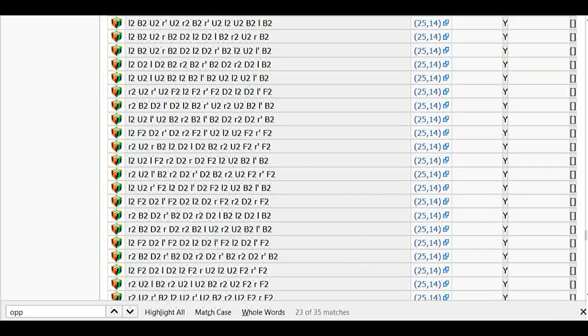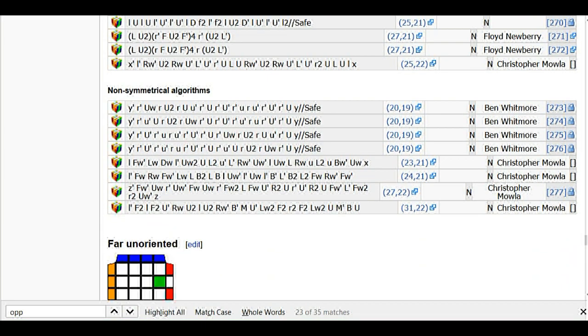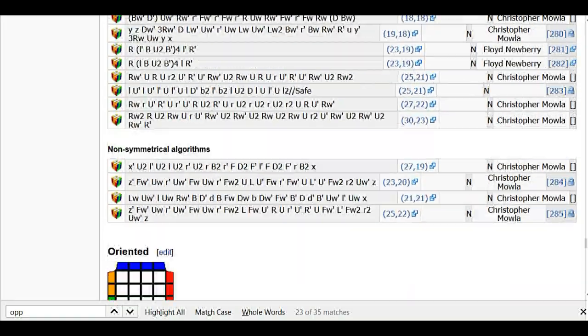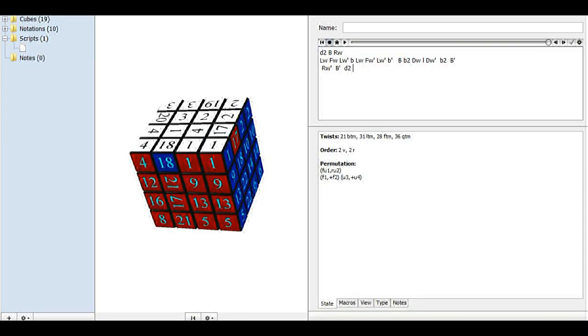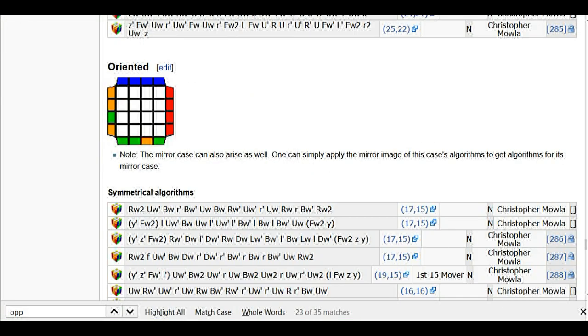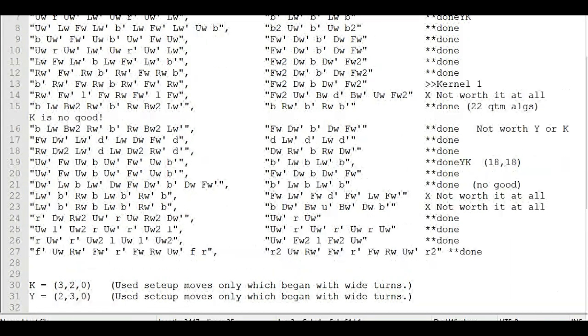So that was the second one, the diagonal. Then I have what I call close unoriented, and then the next case is far unoriented, and then I have oriented. So that's the algorithm that I found here. This is just a mirror of that case. So with my search, I found algorithms for all of these cases, every possible algorithm from all of these seeds.